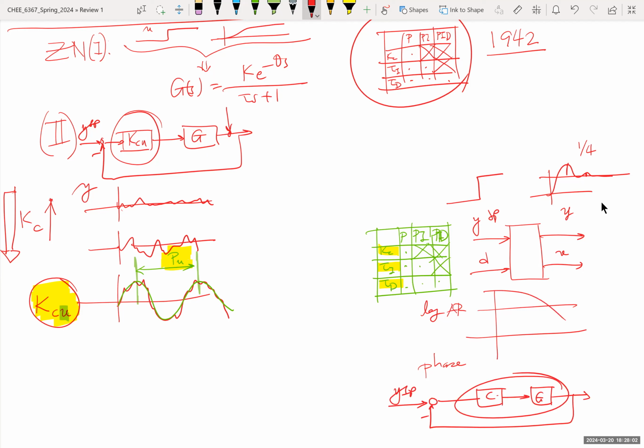How? Well, this is your amplitude ratio, the gain curve. You have the phase, which is something like this. You go to minus 180 degrees. So this is minus 180. You go up here and you go here. Is this point above 1 or below? If it's below, you say, nice, I'm stable.